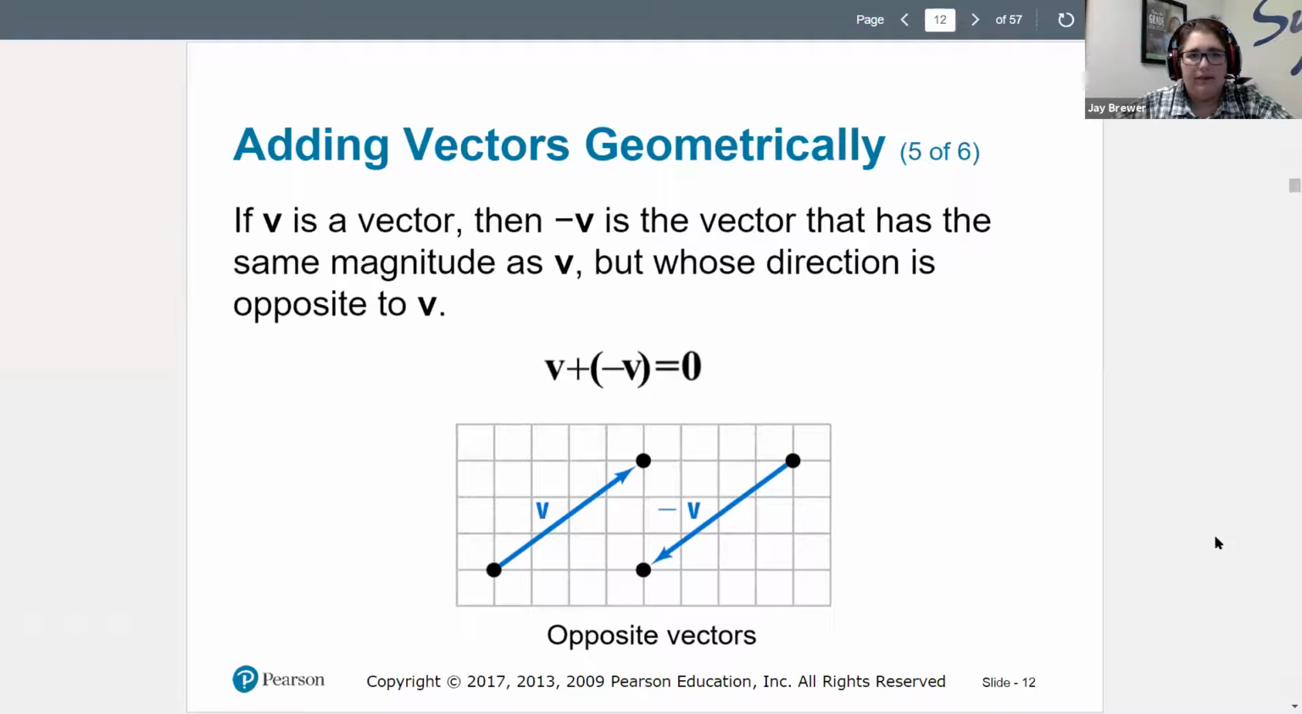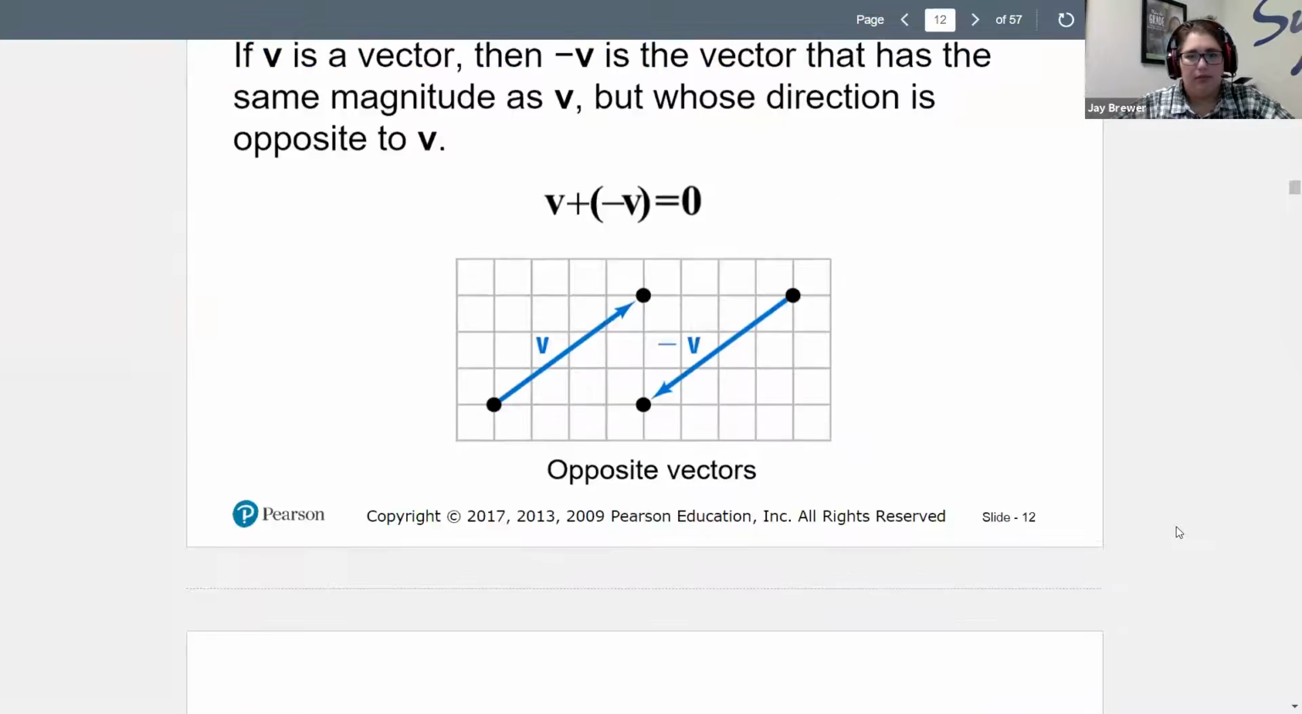If v is a vector, then negative v is a vector that has the same magnitude as v, but the direction is opposite. This is kind of where some of it can start to get a little bit hard to wrap your head around the first time. So if you have any questions and you want something clarified, please speak up.